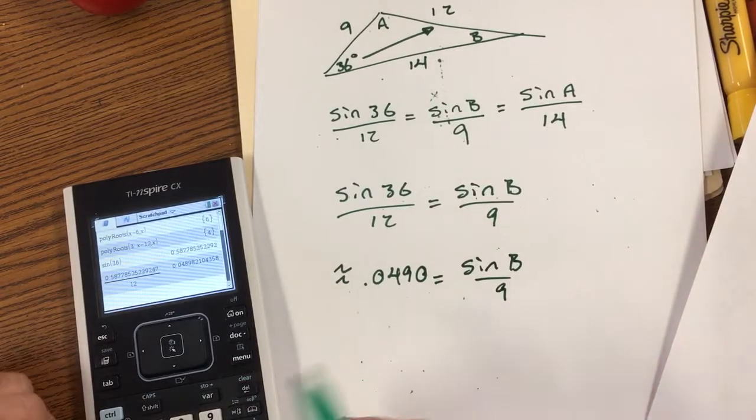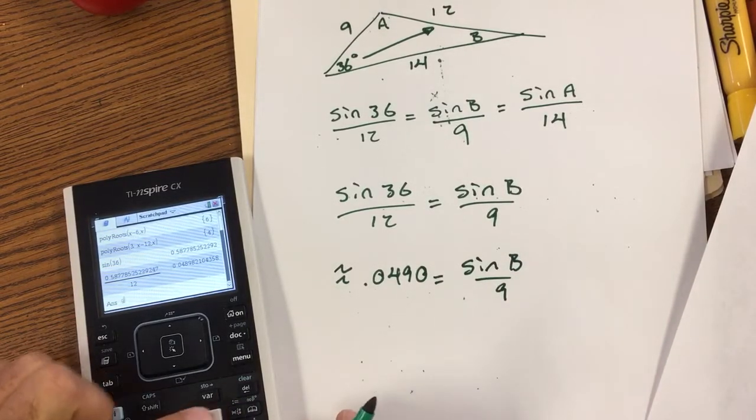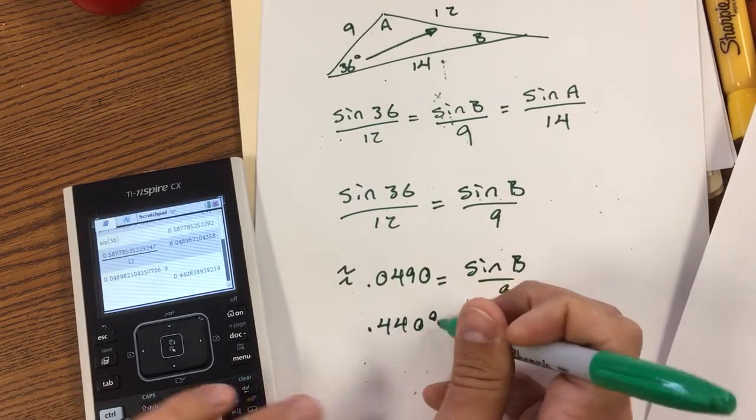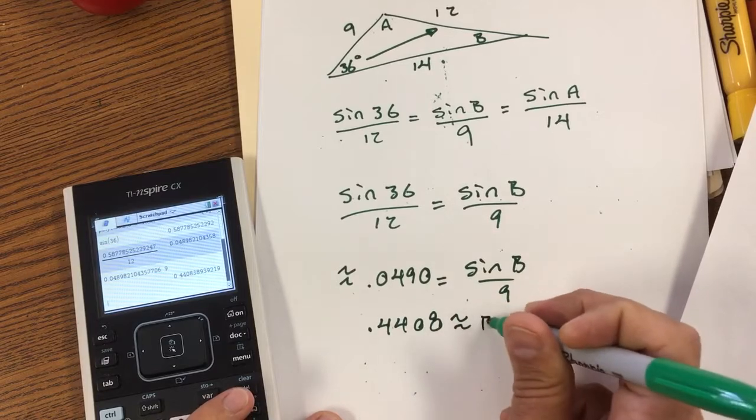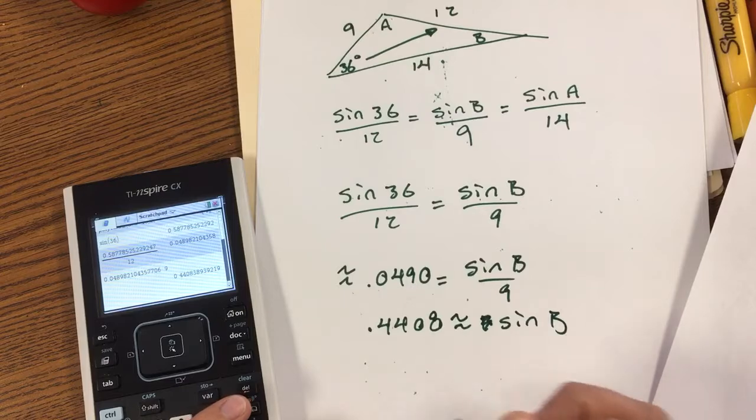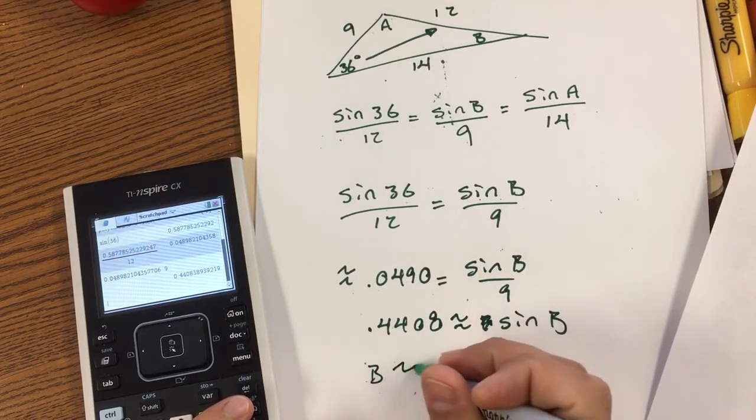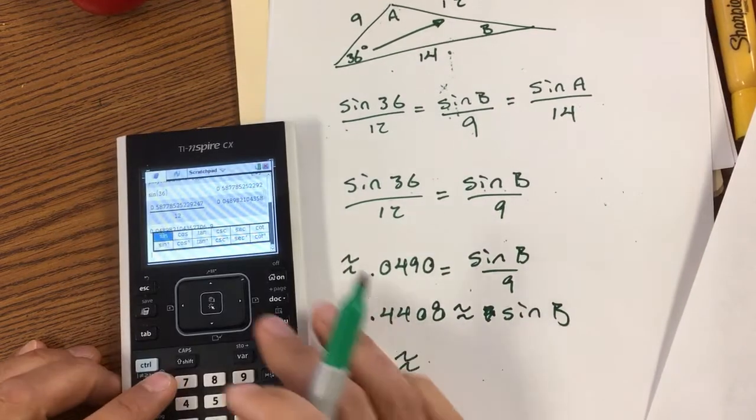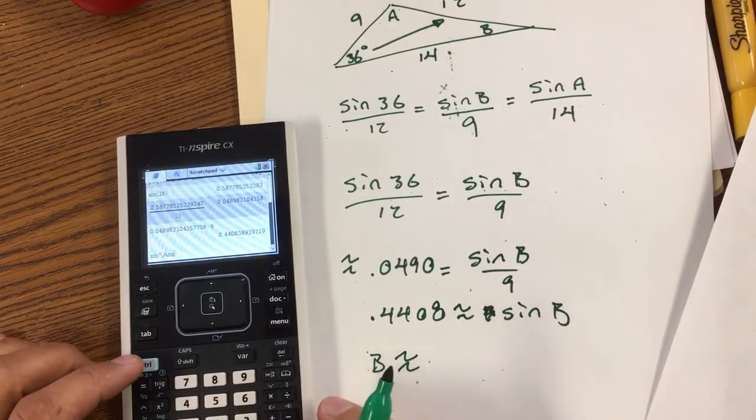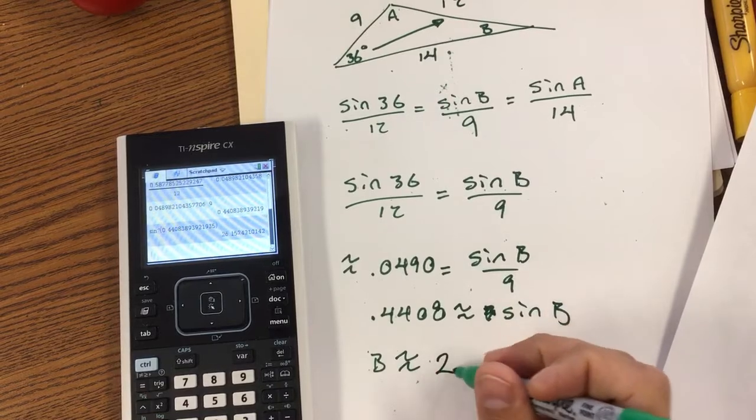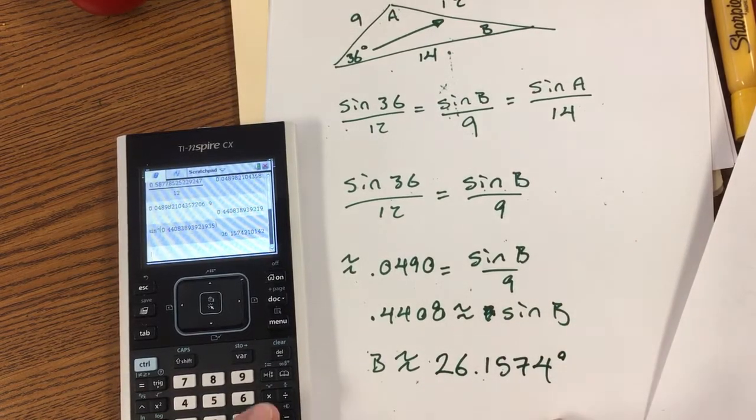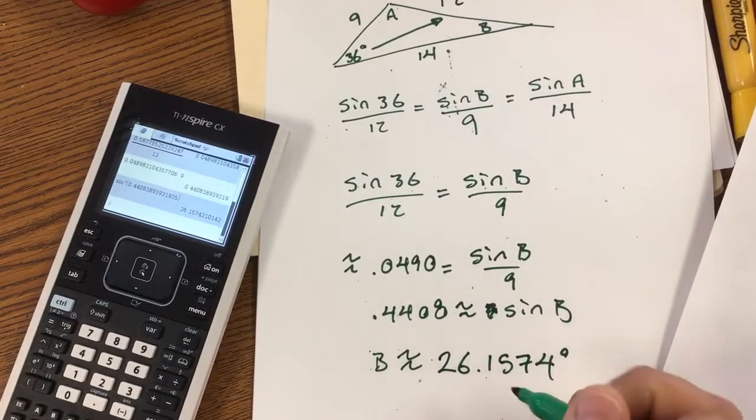So I'm going to multiply by 9. 0.4408 is approximately the sine of B. And then I would do the inverse sine, which is on here as well, under trig. The inverse sine of the answer gives me approximately 26.1574 degrees. Okay, so that was B.